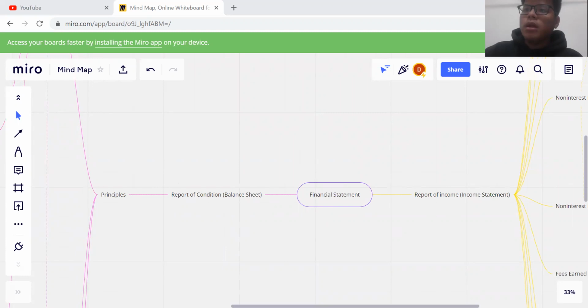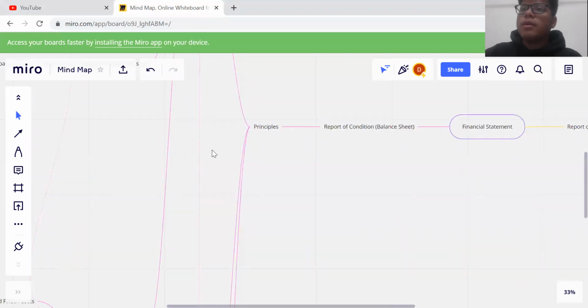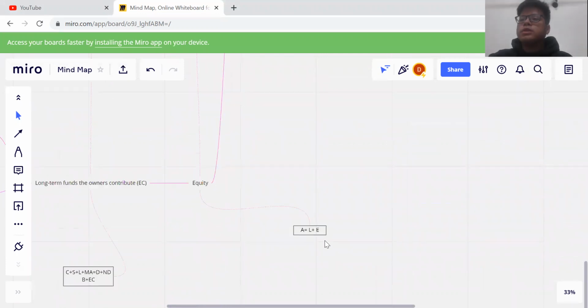In the balance sheet, we have the principal items: assets, and liabilities and equity. We can have a relationship of them. Here is the equation: assets equal liabilities plus equity.